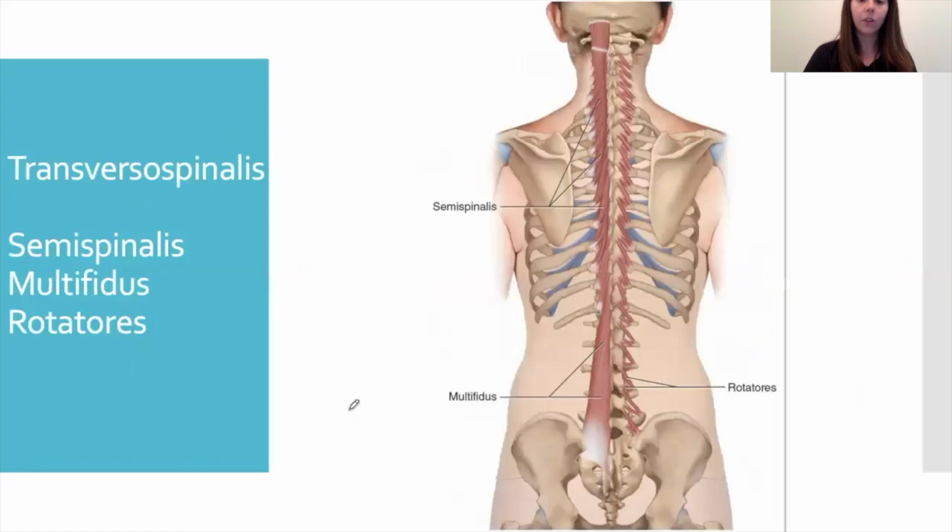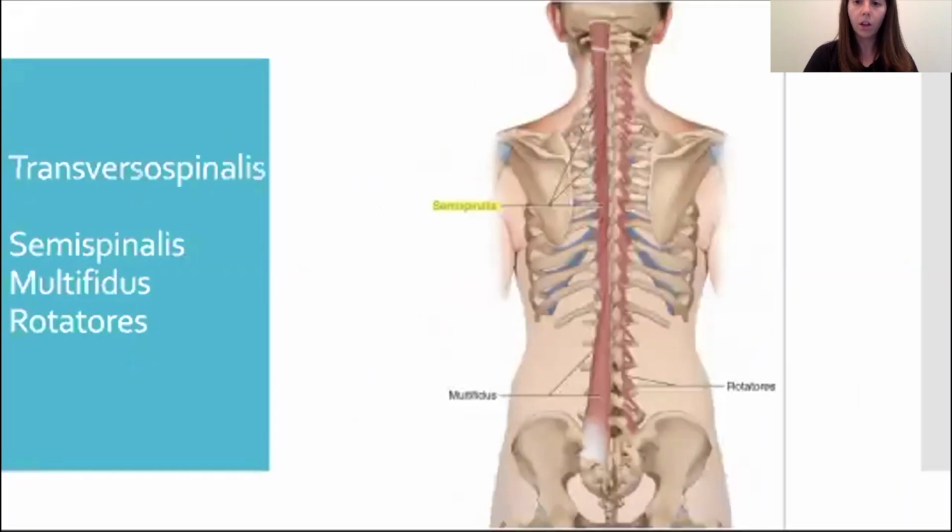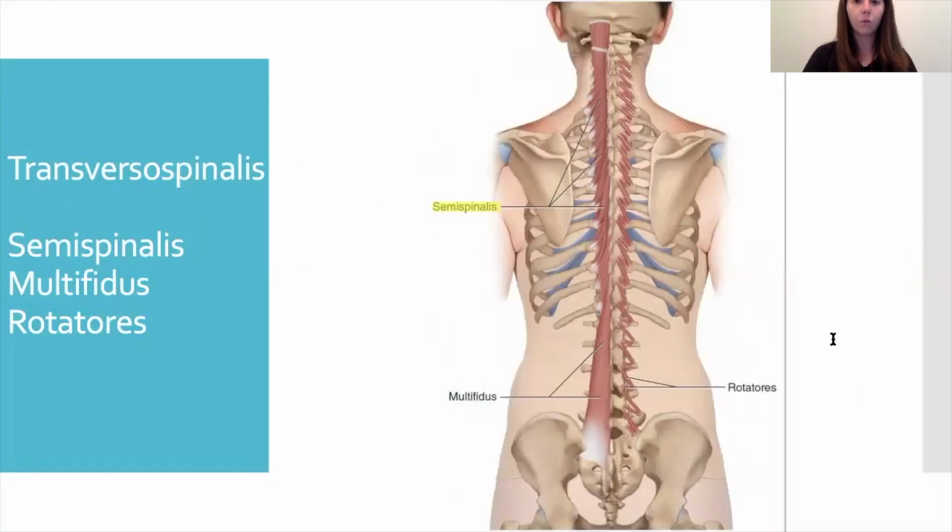Next, we have the transversospinalis muscle group, and we'll start with the semispinalis, which is the most superficial. The semispinalis spans 4 to 6 segments on the column, and it is responsible for extension and contralateral rotation of the head and the thoracic and cervical vertebra. Next, we have the multifidus, which spans 2 to 4 segments, and it is responsible for contralateral rotation as well as stabilization of the vertebra.